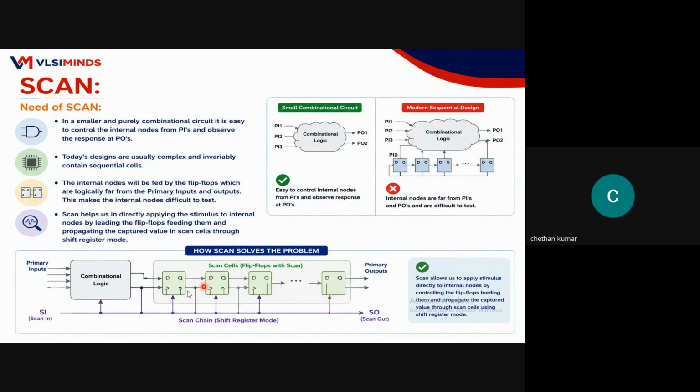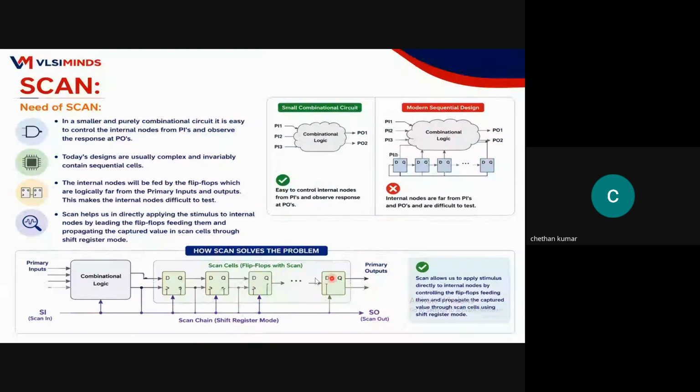So what we do is, instead of having standalone flops, we will connect them as shift registers, just like shift register mode. That means Q to SI, Q to SI, and in that way we'll connect them, so that we can apply the scan input to each of these flip-flops and observe the output through the scan output. That clear explanation I'll give in the next slide.